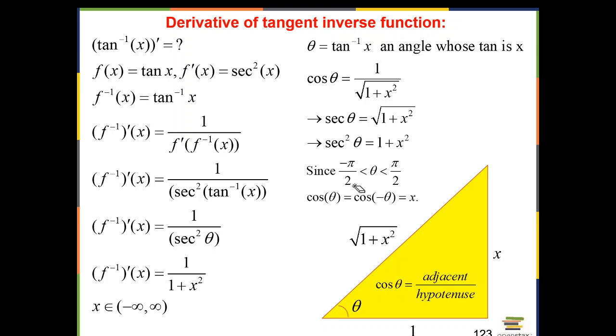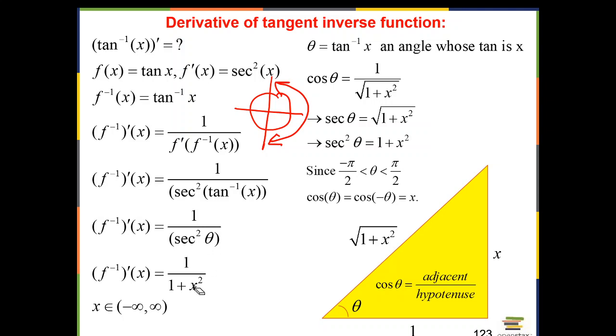Well, when we talk about tangent inverse in pre-calculus, we know that the restricted domain would be between negative pi over 2 and pi over 2, right? And over here, cosine is positive, and we know secant is 1 over cosine, so secant also would be positive. So when we want to find secant, first we find cosine, which is adjacent over hypotenuse, and then we flip it. We flip this, we get secant. So that's the secant, and it has to be positive. So secant squared would be 1 plus x squared, right?